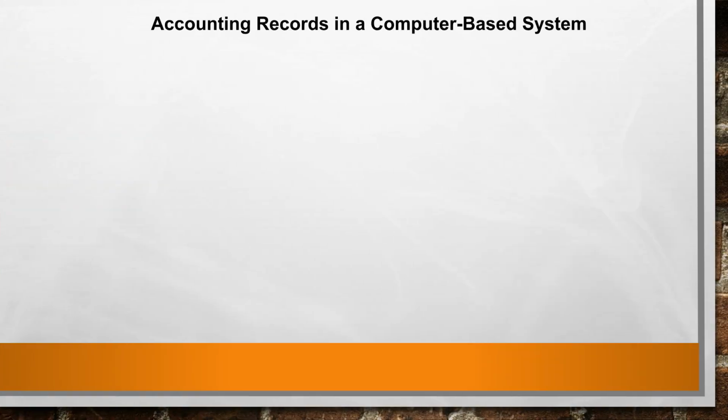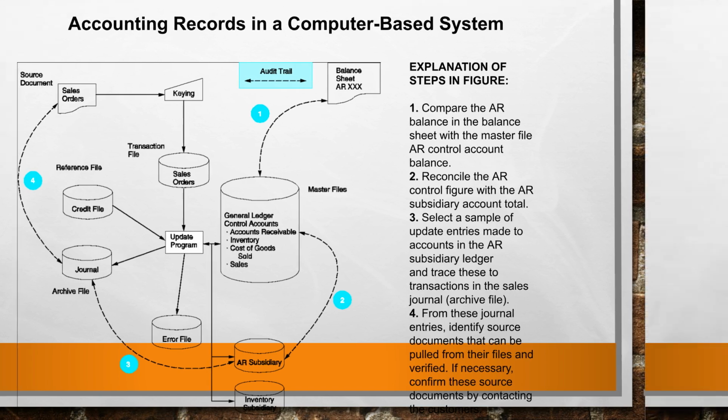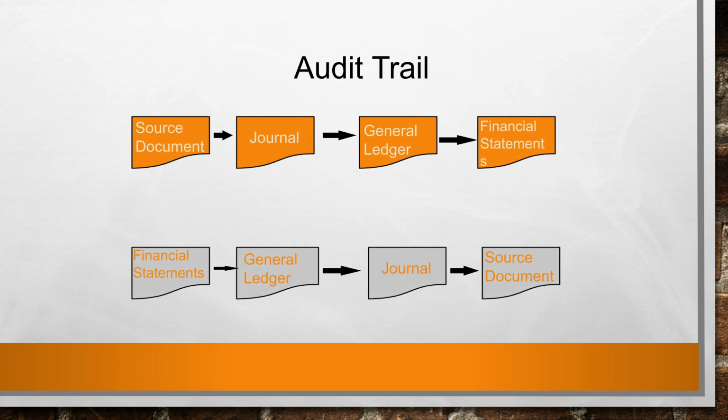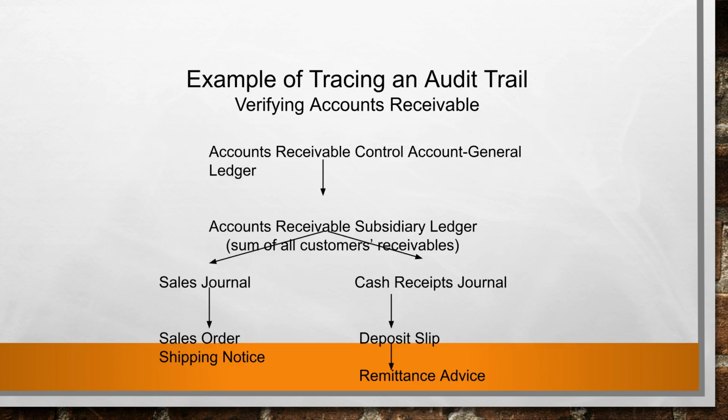In computer-based systems, records are maintained digitally. This diagram outlines the steps for verifying account data, including reconciling control figures with subsidiary account totals. An audit trail allows us to trace financial data in both directions. Accountants utilize techniques like sampling and confirmation to ensure accuracy along this trail. This is an example of tracing an audit trail for accounts receivable, moving from the general ledger down to specific source documents like shipping notices or deposit slips.